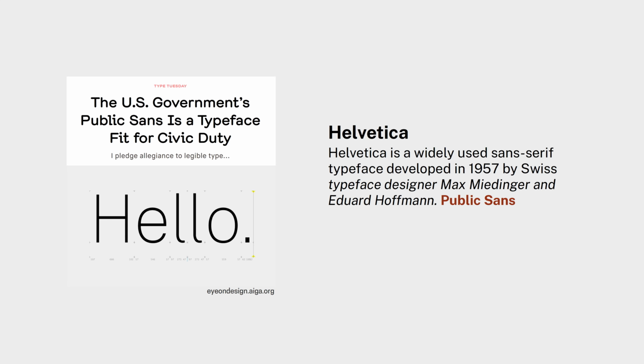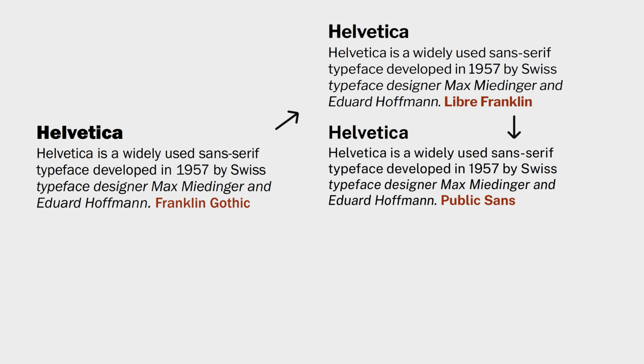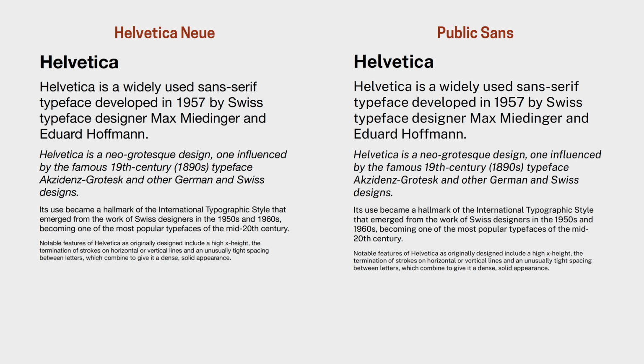Now let's move on to Public Sans. Public Sans was created by the US Web Design System team as an open source typeface to be used by the US government. Public Sans is based on Libre Franklin, which is an open source version of Franklin Gothic by Morris Fuller Benton. When you compare Public Sans, which is on the right, to Helvetica, which is on the left, you can see that Public Sans has looser tracking, so the text takes up more space overall.